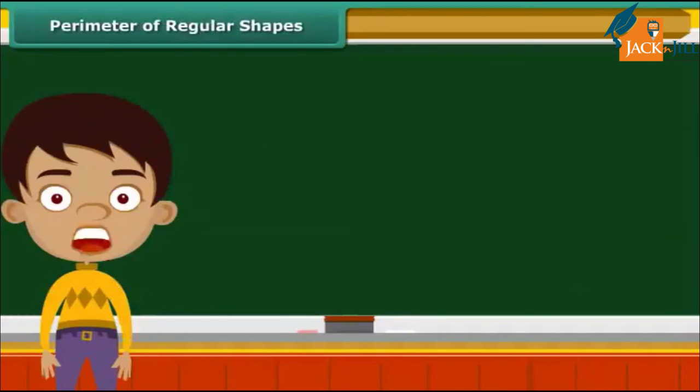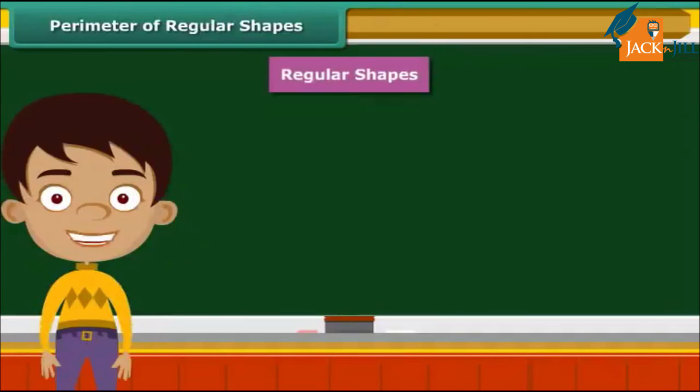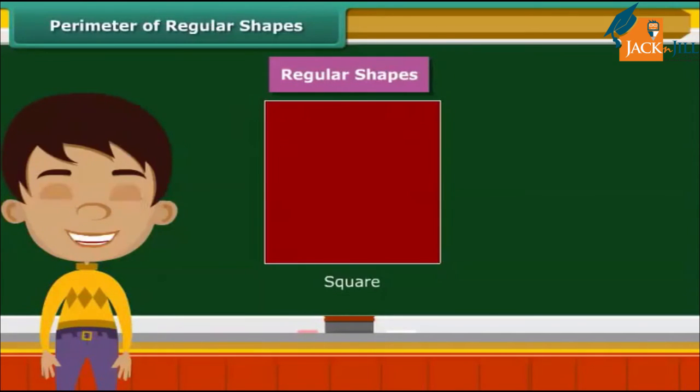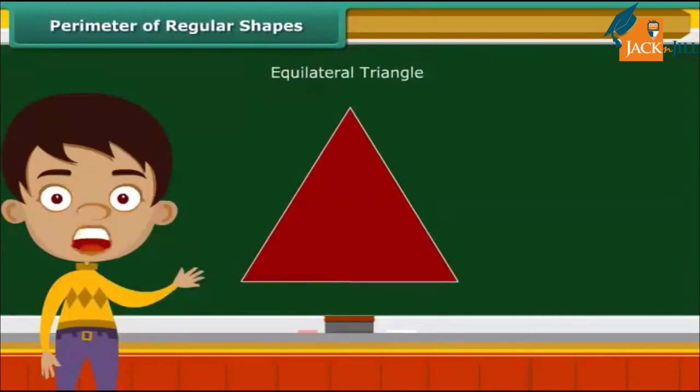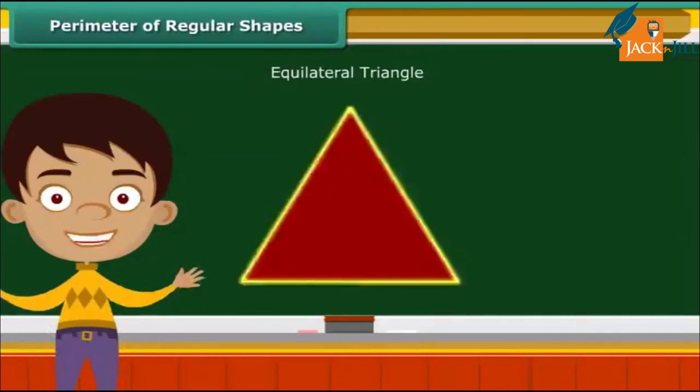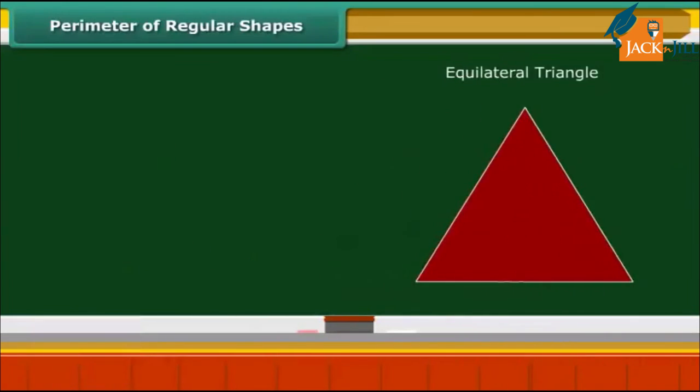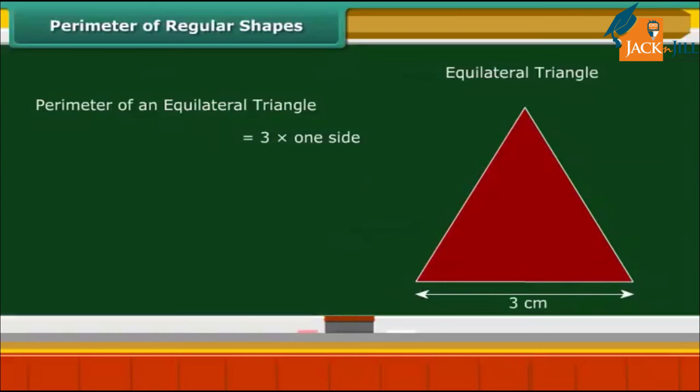Shapes that have all sides of equal length and all angles of equal measure are known as regular shapes. Square is a perfect example of regular shapes. Another regular shape is the equilateral triangle whose 3 sides are equal. Perimeter of an equilateral triangle is 3 multiplied by its side. Suppose there is an equilateral triangle of side 3 centimeters, then the perimeter of the equilateral triangle is 3 multiplied by 3, which is 9 centimeters.